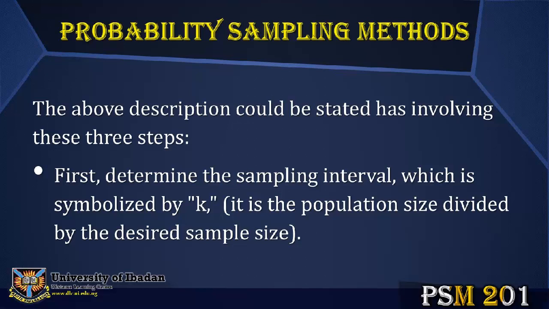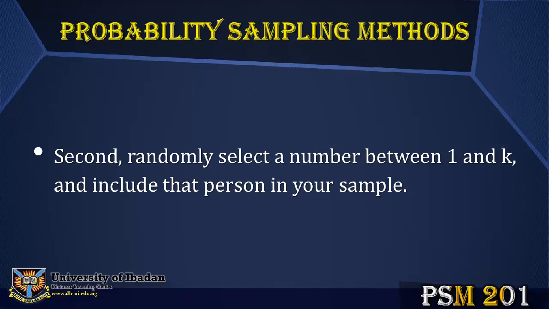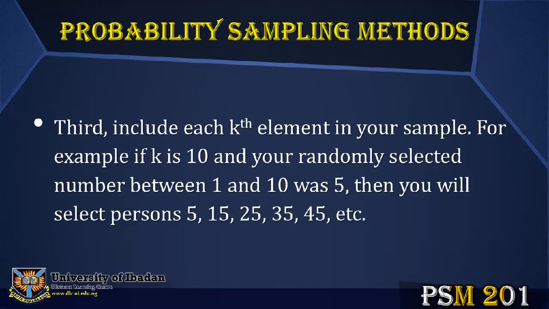First, determine the sampling interval, which is symbolized by K. It is the population size divided by the desired sample size. Second, randomly select a number between 1 and K and include that person in your sample. Third, include each kth element in your sample. For example, if K is 10 and your randomly selected number between 1 and 10 was 5, then you will select persons 5, 15, 25, 35, 45, etc.